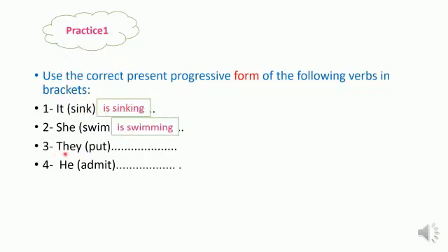Number 3, they, and we have the verb put. It ends with a consonant. Before the consonant we have a vowel. It is composed of one syllable, of course. So here, with they, it takes the verb to be are. They are putting.